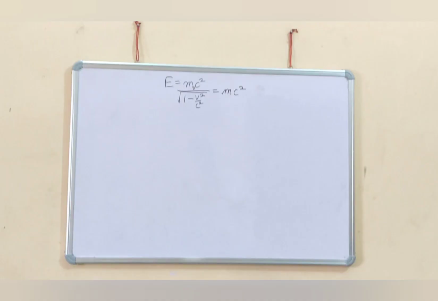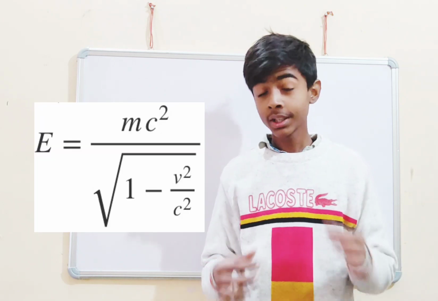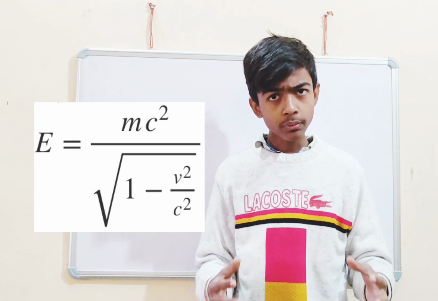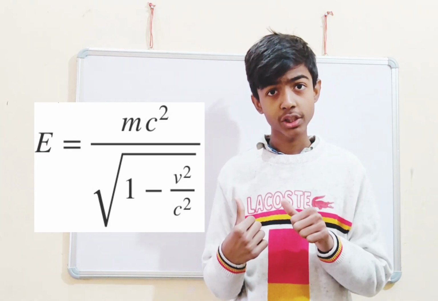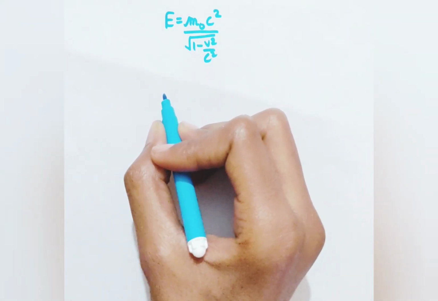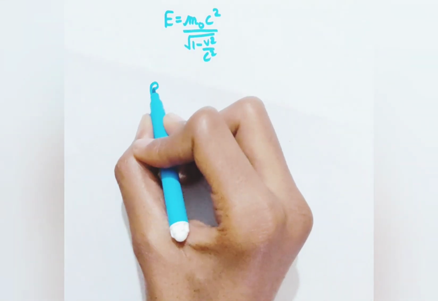So these are some effects that happen when we reach near the speed of light or at the speed of light. So now we have discussed this particular equation, which is known as the relativistic energy equation. Now we will be deriving this particular equation using calculus and algebra. So in order to derive this equation, we need to look at momentum.